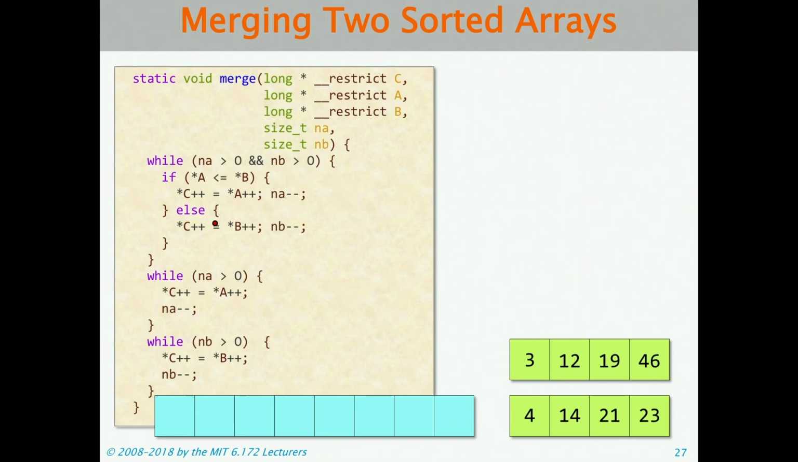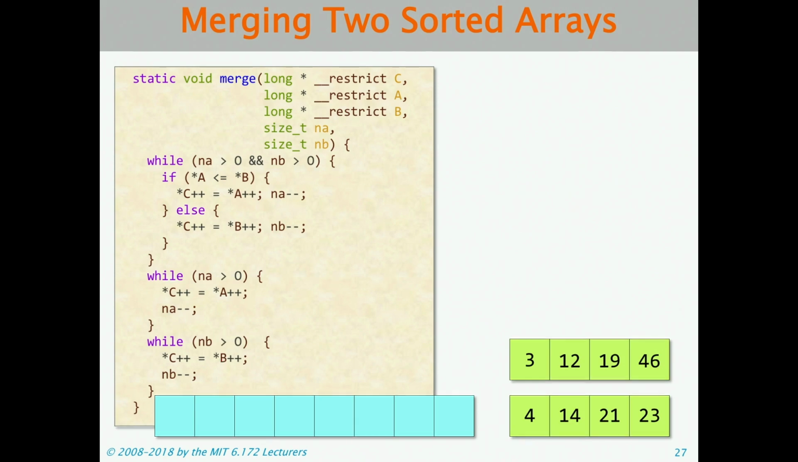And otherwise, we do the same thing, but with the array B and NB. And if one of the two arrays becomes empty, then we go to one of these two while loops at the bottom. And we just copy all of the remaining elements in the non-empty array into C. So here, if NA is greater than 0, then A is a non-empty array, and then we just copy the remaining elements of A into C. And otherwise, we copy the remaining elements of B into C.